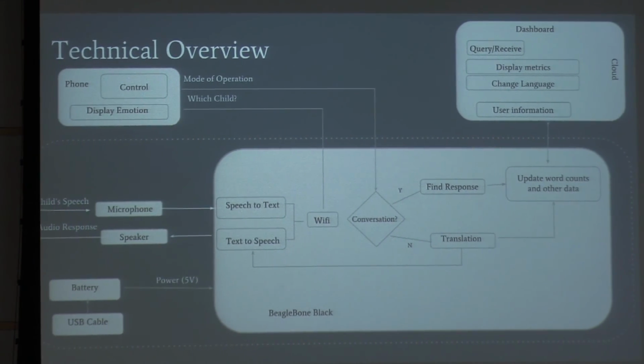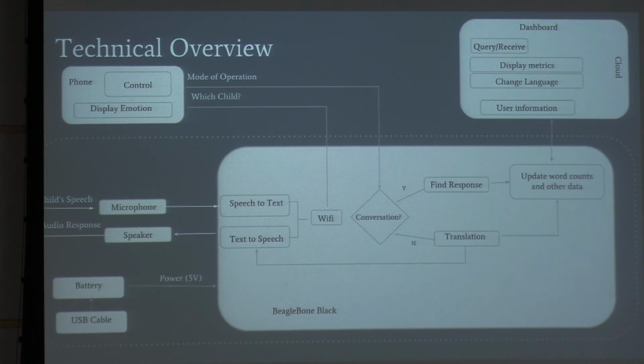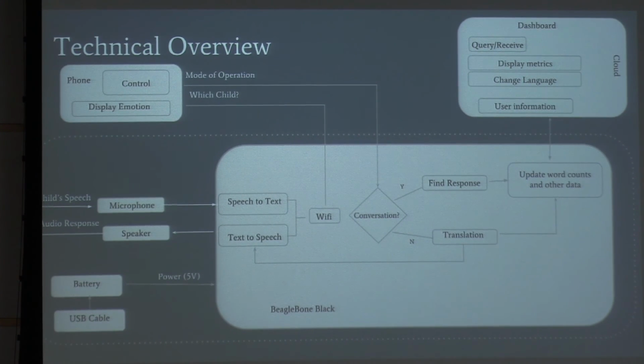The child speaks into the microphone, which is then sent through our speech-to-text module. That is either sent through conversation or translation. That is then sent to our dashboard, which is updated with metrics. You can also change the language that the child is speaking or learning on the dashboard. And then based on that response, that's sent through our text-to-speech module, which is then sent through our speaker.